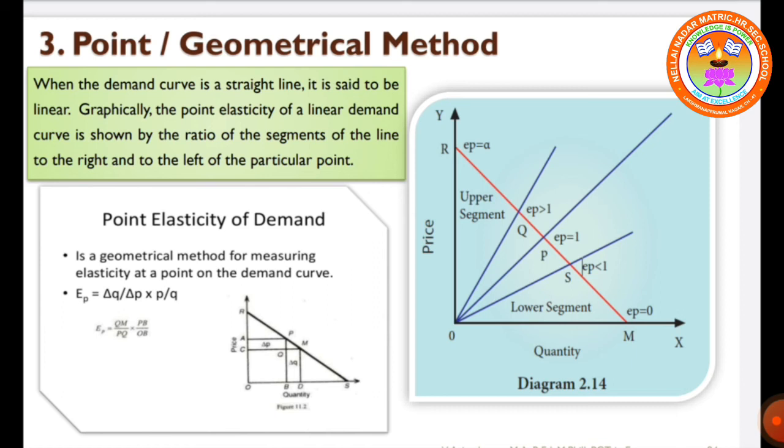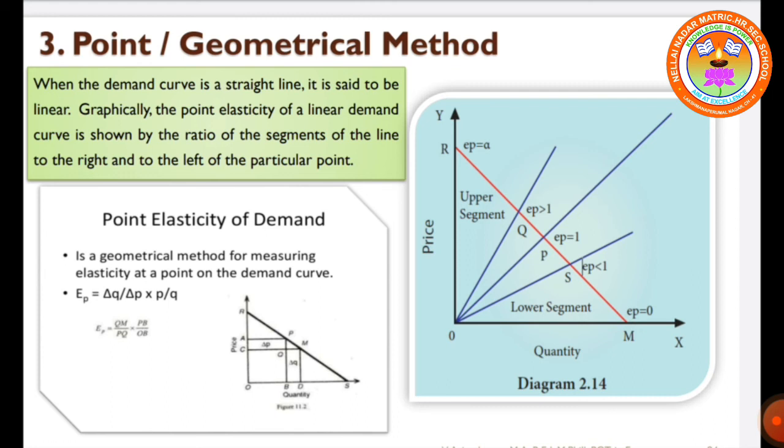At R, price elasticity is equal to infinite. At Q, price elasticity is greater than 1. At P, price elasticity is equal to 1. At S, price elasticity is less than 1. Then at point M, price elasticity is equal to 0. This is the point method.